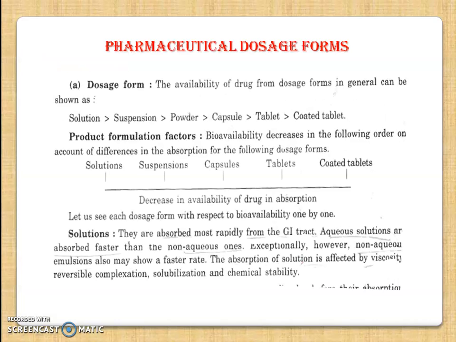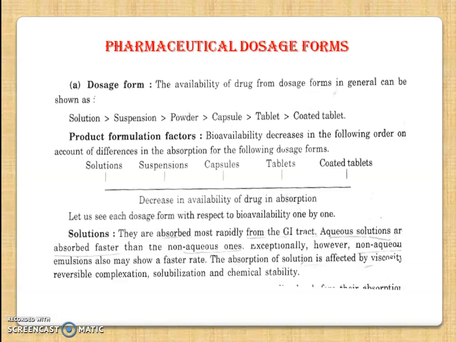Then pharmaceutical dosage form related factors. So first is dosage form. The availability of a drug from the dosage form is generally highest as a solution. First, the most availability will be of solution, then suspension, then powder, then capsule, tablet and then coated tablet. So for product formulation factor, bioavailability decreases in the following order.